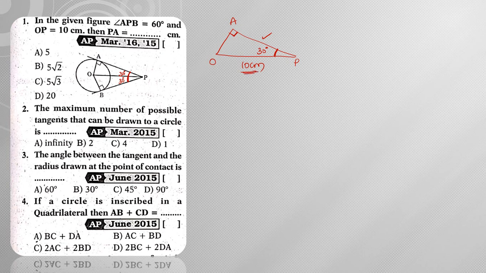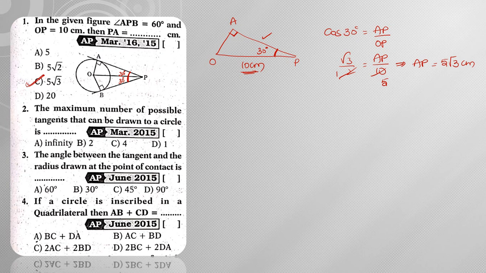So adjacent and hypotenuse come in the cos ratio. From this I can say that cos 30 degrees is equal to adjacent, which is PA, by OP. Now the cos 30 value is root 3 by 2, which is equal to AP by OP, which is 10. In the denominators, 2 gets cancelled one time and 10 gets cancelled 5 times. When I do cross multiplication, AP is equal to 5 times root 3 centimeters. Hence the answer is 5 root 3 centimeters.